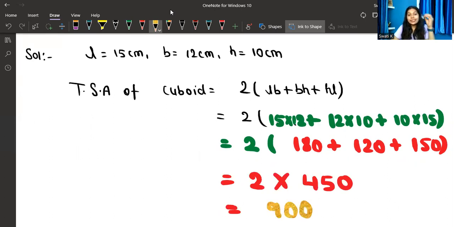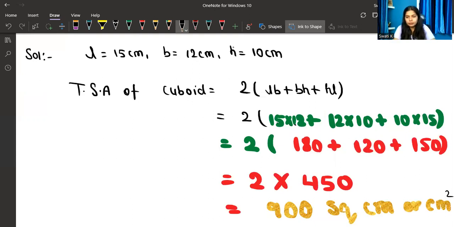Of course it is area. We know the unit of area is square unit, so it will become square centimeter. We basically have 2 ways to write down the unit. We can either use square centimeter or centimeter square, or you can use simply centimeter raised to the power 2. Anything will work. So this is the answer.